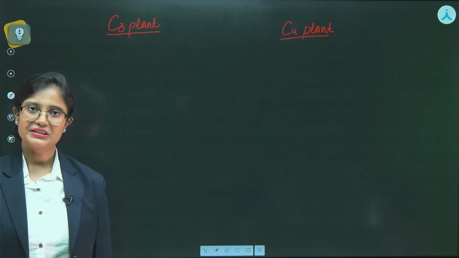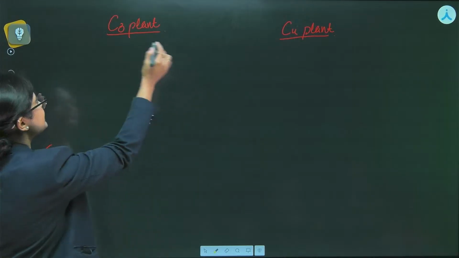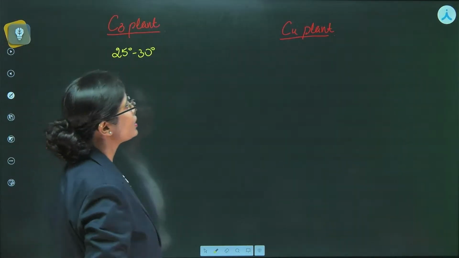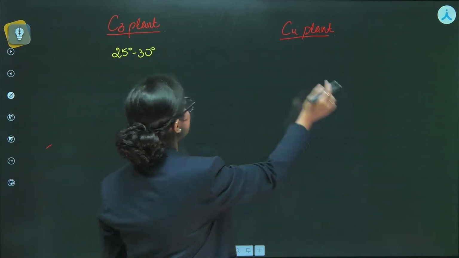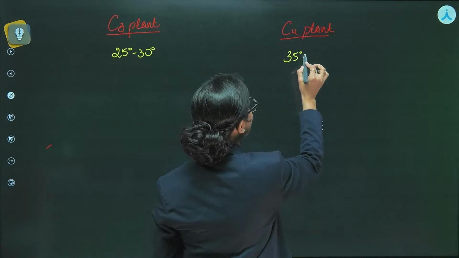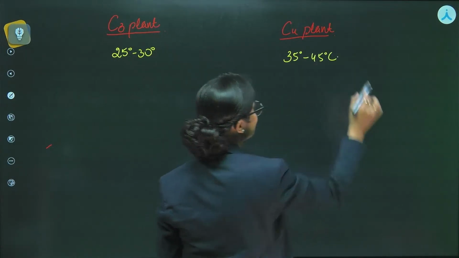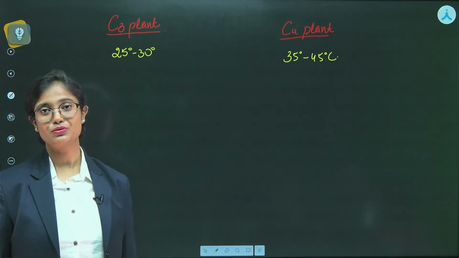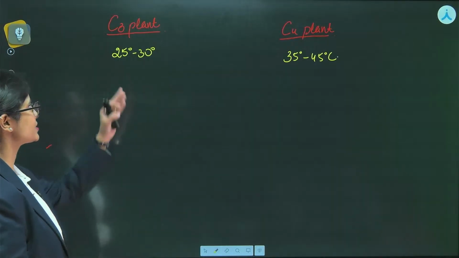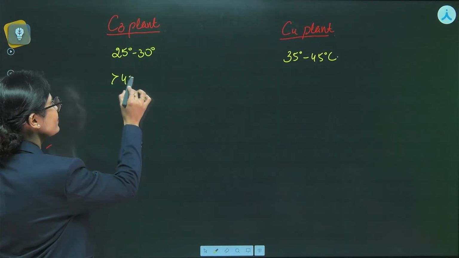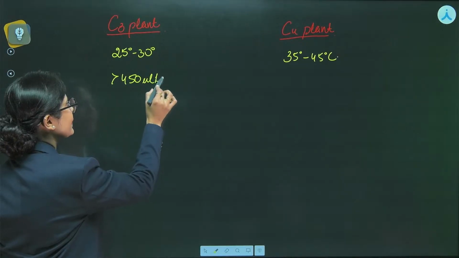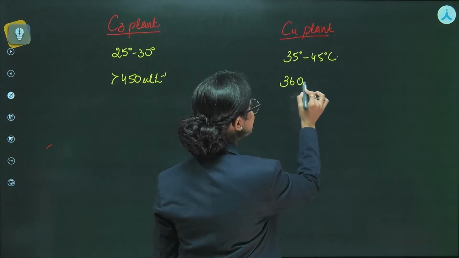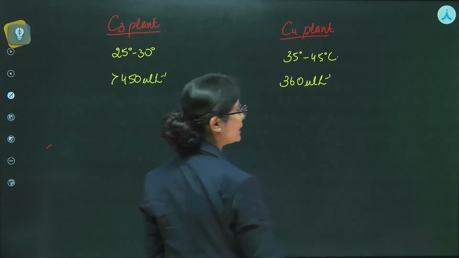So if we talk about the temperature optimum in C3 plants, it is 25 degree to 30 degree centigrade, and if we talk about the C4 plants, so it is around 35 degree to 45 degree सेंटीग्रेड. राइट, अगर हम CO2 की बात करें, CO2 कॉन्सेंट्रेशन की, सो इट्स सैचुरेशन इज बियॉन्ड 450 माइक्रोलीटर पर लीटर. एंड इफ वी टॉक अबाउट द C4, इट इज 360 माइक्रोलीटर per liter.